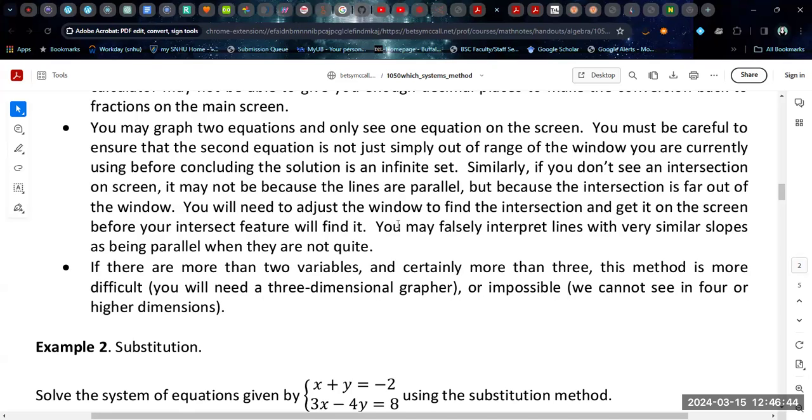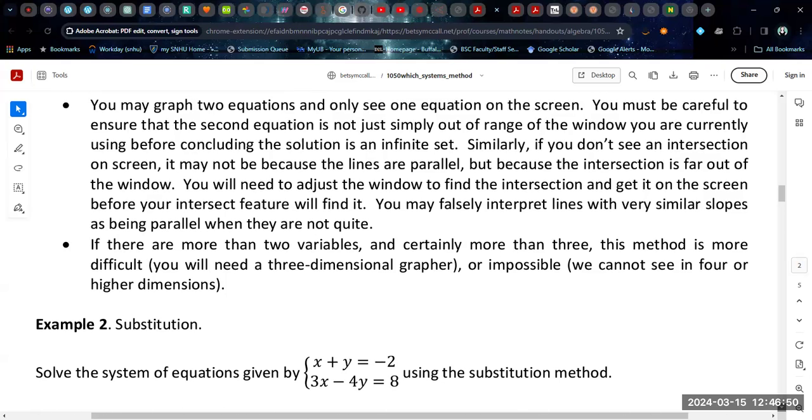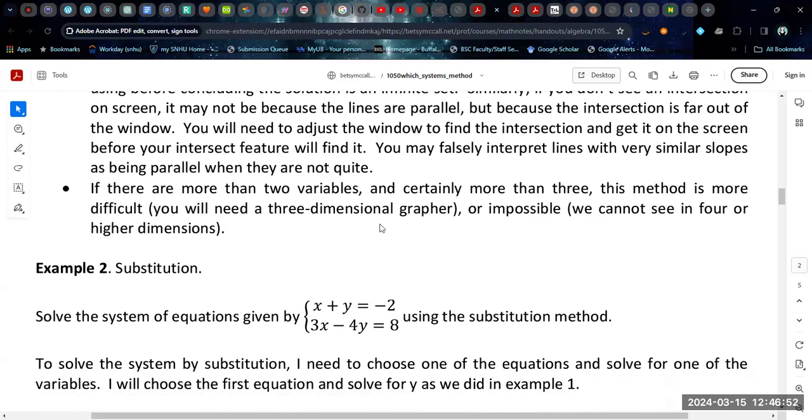And if there are more than 2 variables, or certainly 3 variables, then obviously we don't have a 3-dimensional graphing program on the TI, and so we can't see in 4 dimensions anyway, and so we can't solve it by this method. So this is limited to 2-variable problems.